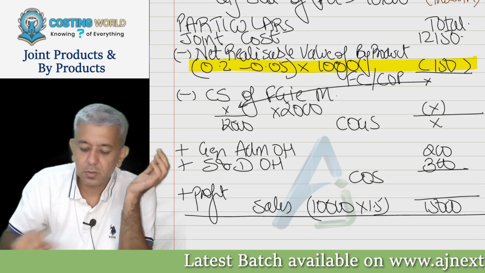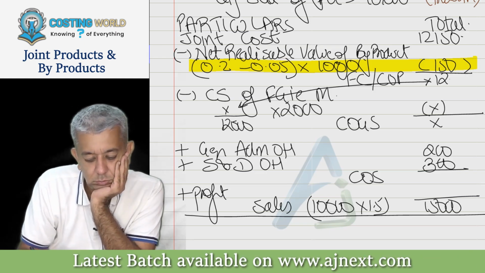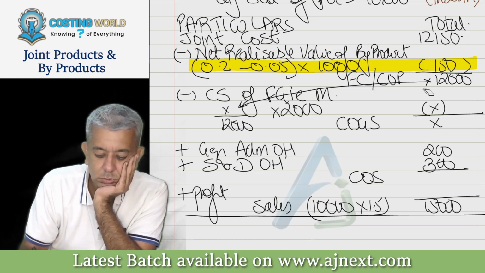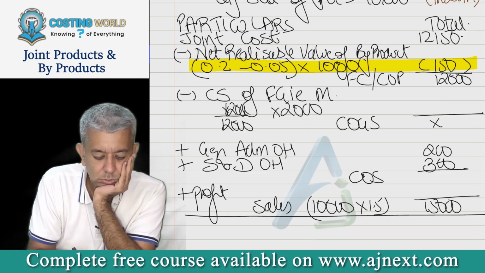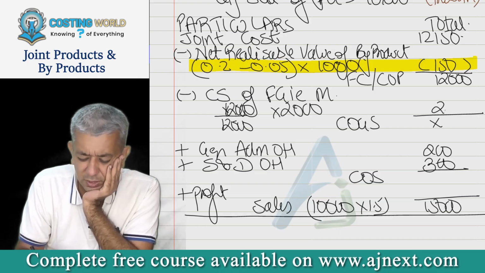Complete your cost sheet, please. This will be 12,000. The profit is coming 4,500. Yeah, I think it must be correct only.